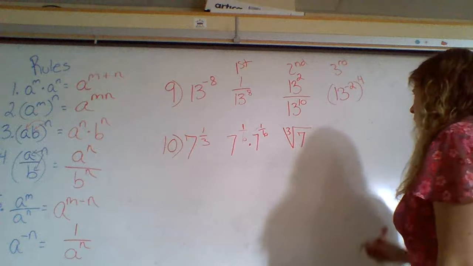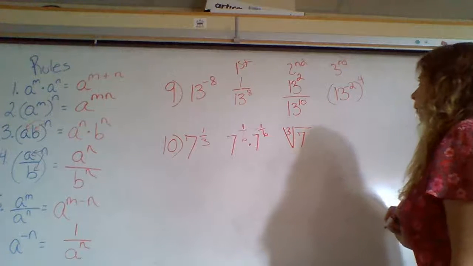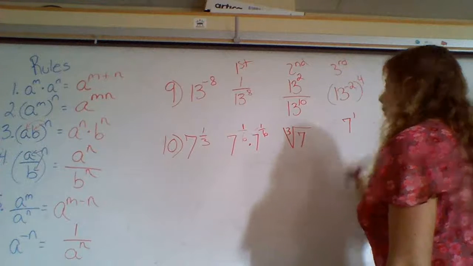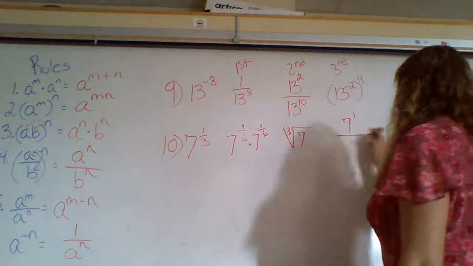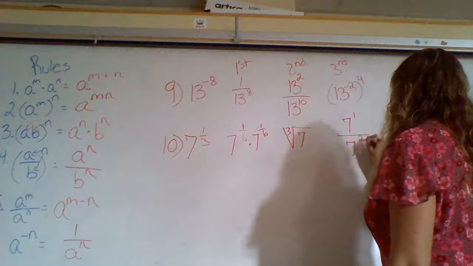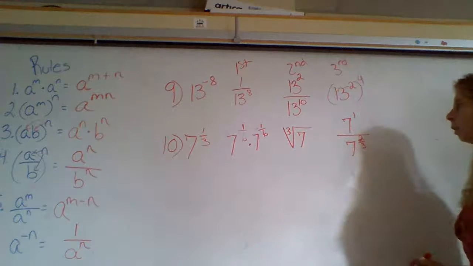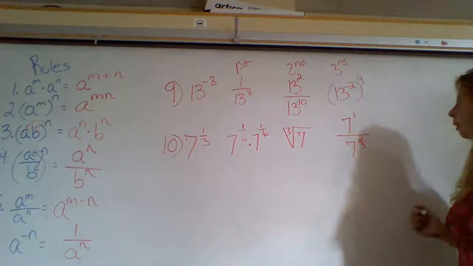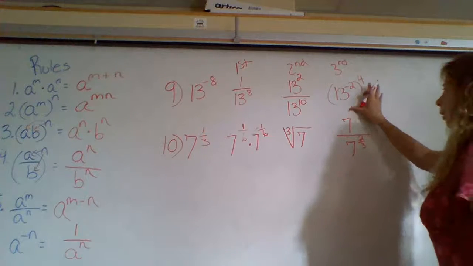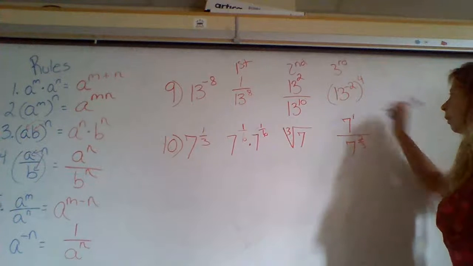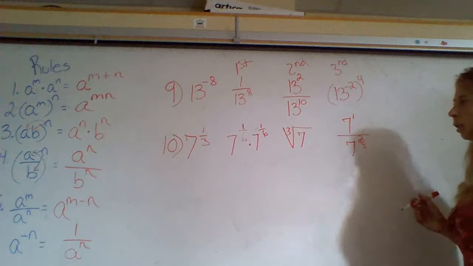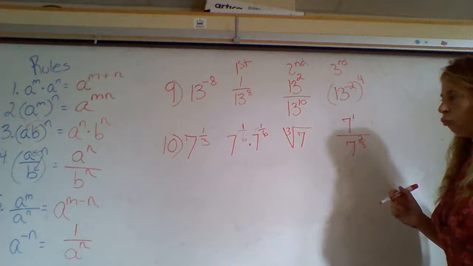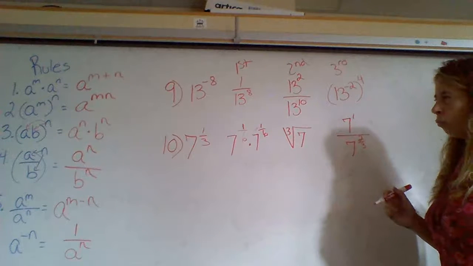You could also do, what have we done? Well, let's do another subtraction one. So 7 to the first power, which is just 7, over 7 to the 2/3. 1 minus 2/3 is in fact 1/3, okay? You don't have to write the 1. If you just write a 7, I'll know that there's an invisible 1 there, okay? That's another one you could do. Okay, we're going to leave it there for that one.